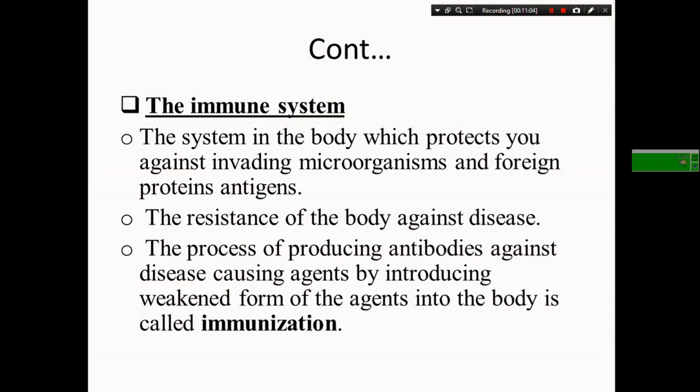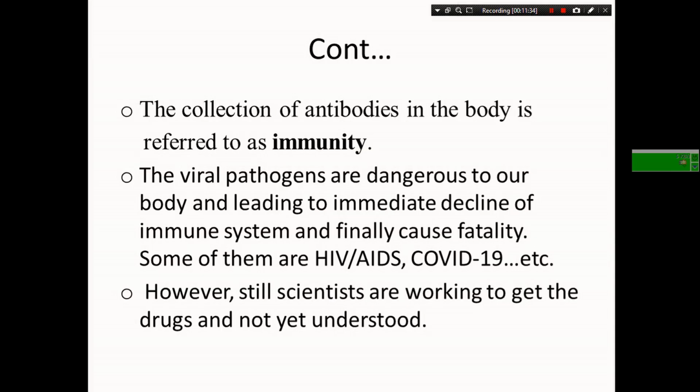The immune system is the system in the body which protects you against invading microorganisms and foreign protein antigens. The resistance of the body against disease is called immunity. The process of producing antibodies against a disease-causing agent by introducing a weakened form of the agent into the body is called immunization or vaccination. The collection of antibodies in the body is referred to as immunity, the mass of antibodies.